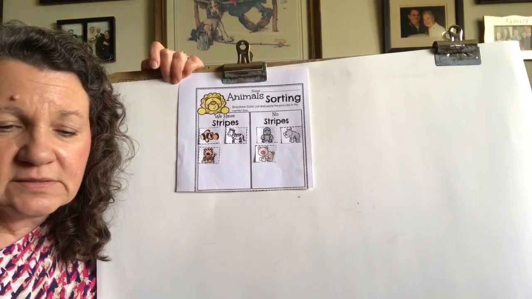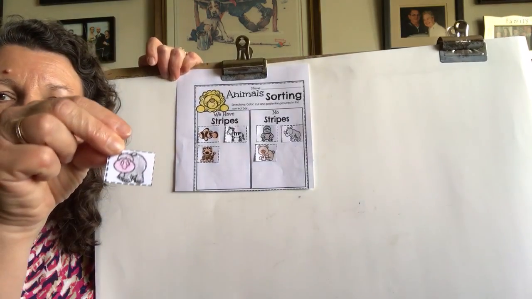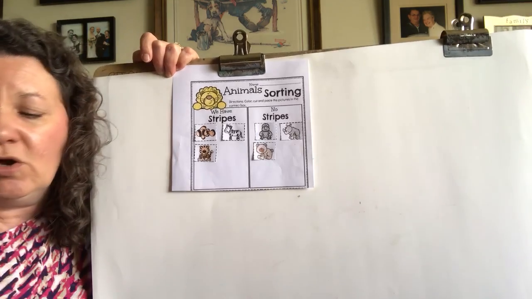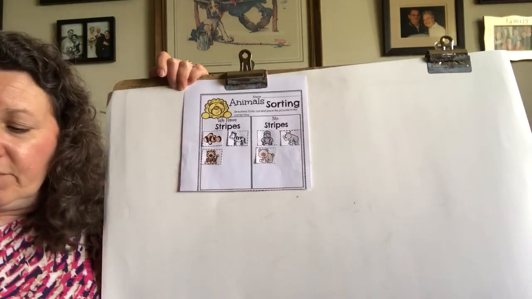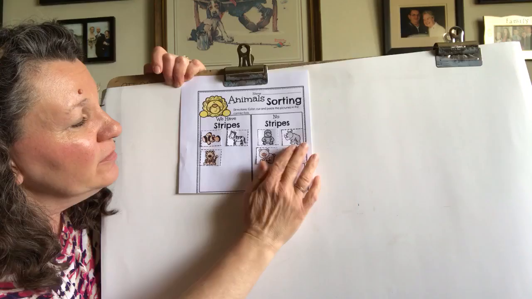And let's see. Do you know what animal this one is? That's our hippo. Does the hippo have stripes? No, it does not. So we're going to put the hippo over here. Our hippo does not have stripes. So we'll put that right there.